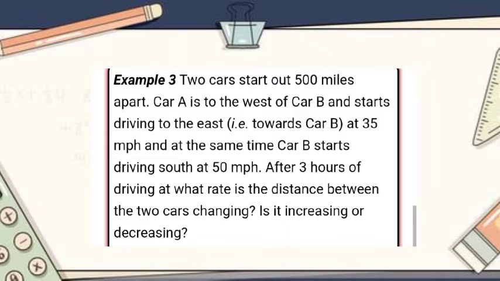Two cars start out 500 miles apart. Car A is to the west of car B and starts driving to the east, in other words, toward car B at 35 miles per hour, and at the same time car B starts driving south at 50 miles per hour. After 3 hours of driving, at what rate is the distance between the two cars changing? Is it increasing or decreasing?